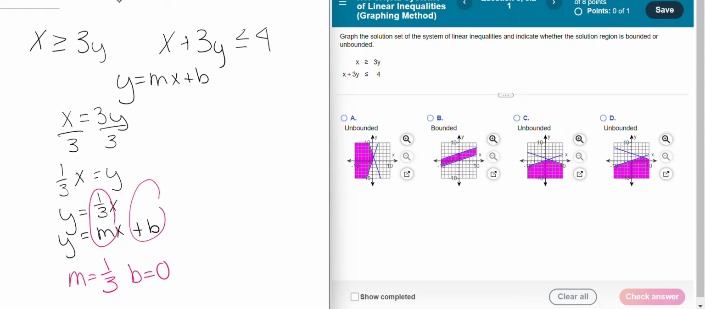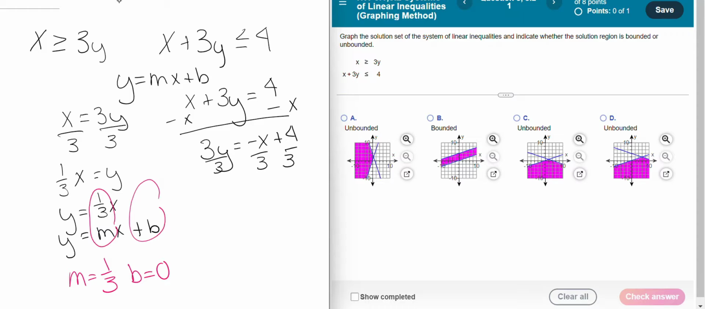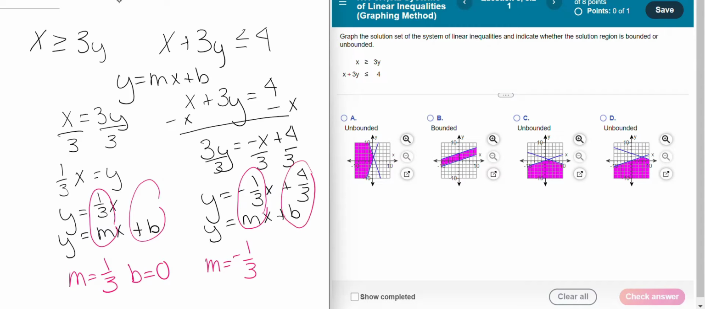Let's look at the second one. So I'm going to write x plus 3y equals 4. Subtract x from both sides. So we have 3y equals negative x plus 4. I'm going to divide everything by 3. So we end up with y equals negative 1/3 x plus 4/3. I'm going to write y equals mx plus b right underneath it. So my slope is negative 1/3, and my y-intercept is a fraction, 4/3.